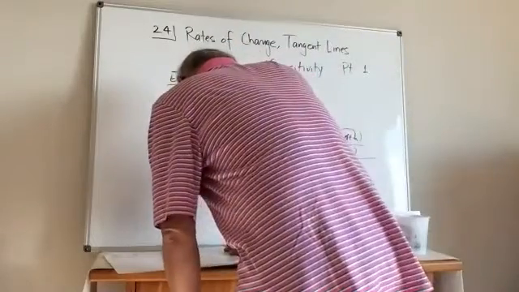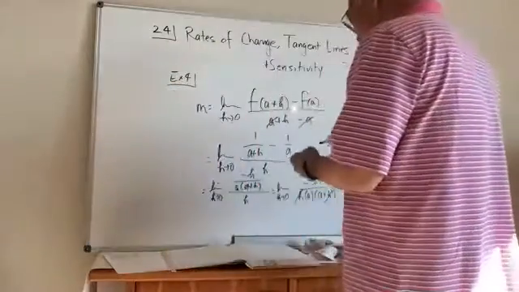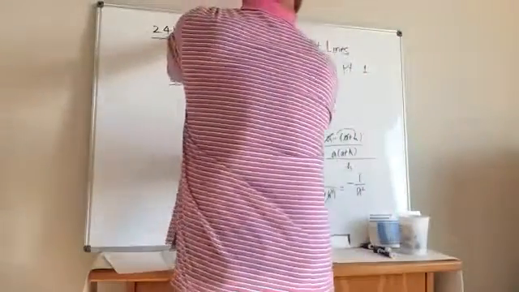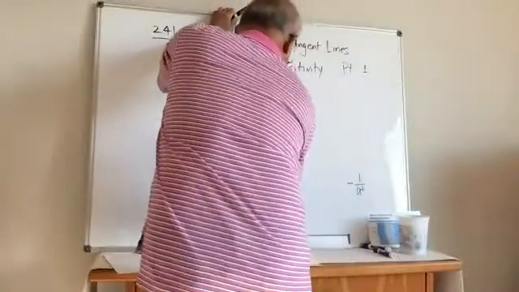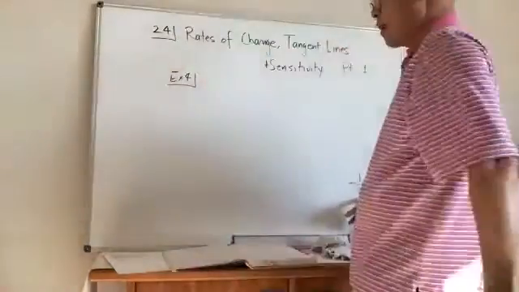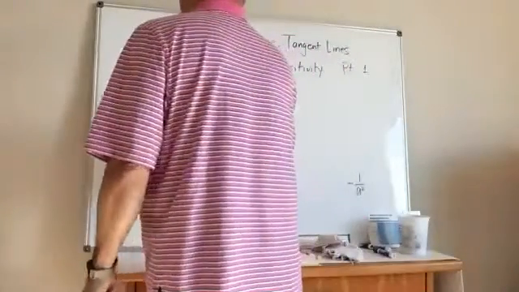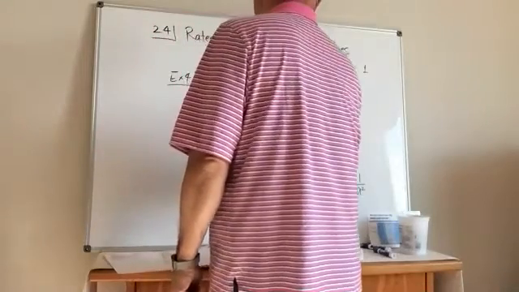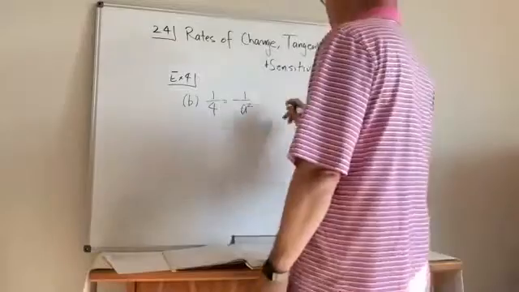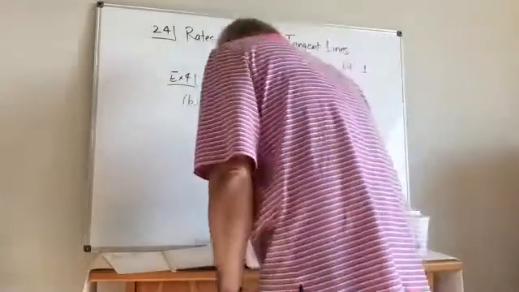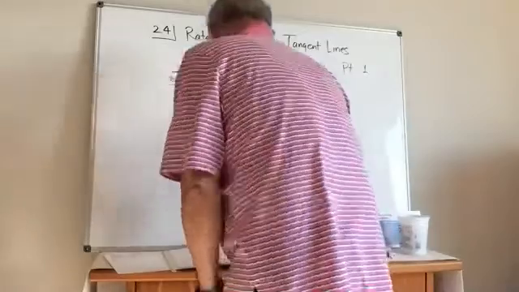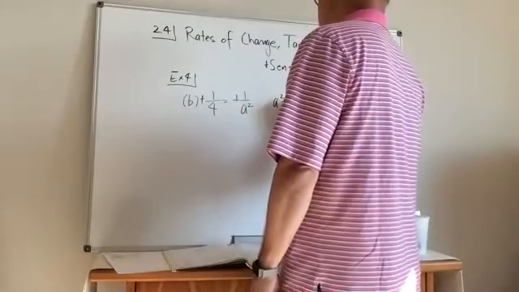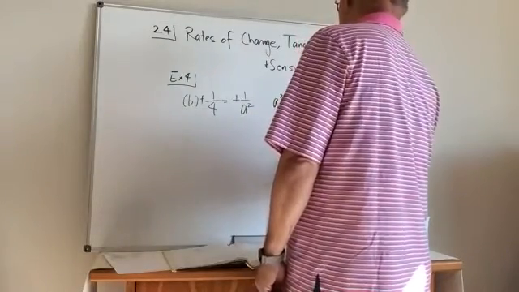B, where does the slope equal -1/4? So that was A, let's do B. I'm going to keep this here, right? So where is the slope going to be -1/4? So -1/4 is equal to -1 over a squared. The negatives cancel out, so I have a squared equal to 4. A is going to be equal to plus or minus 2.